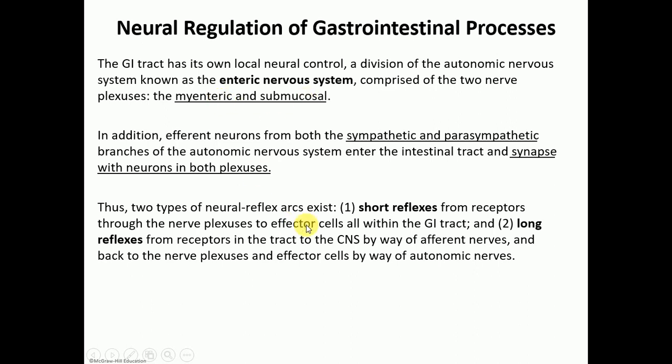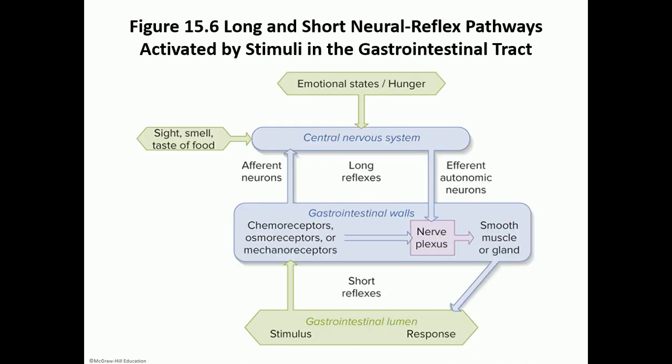So we have 2 different reflexes going on. There is a short reflex, okay, that is within the myenteric and submucosal plexuses, and we also have the long reflexes, and those come all the way from the sympathetic and parasympathetic neurons.